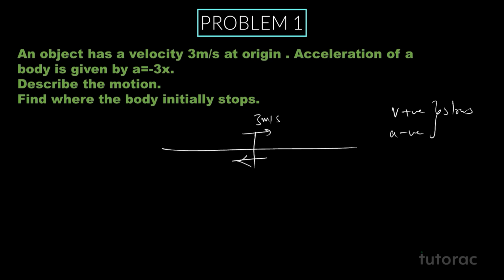It will reach origin. Once it reaches origin, it will have velocity towards left. Now, it has some velocity, but the acceleration is 0. So it continues going in that direction. Once it goes to that side, x becomes negative and acceleration, which is minus 3x, becomes positive. Velocity is negative and acceleration is positive, which means the body again slows down. It slows down, stops. Again it comes back, it goes forward, comes back, goes forward. This will be the motion of the object. You understood? Now, he's asking, find where the object initially stops.